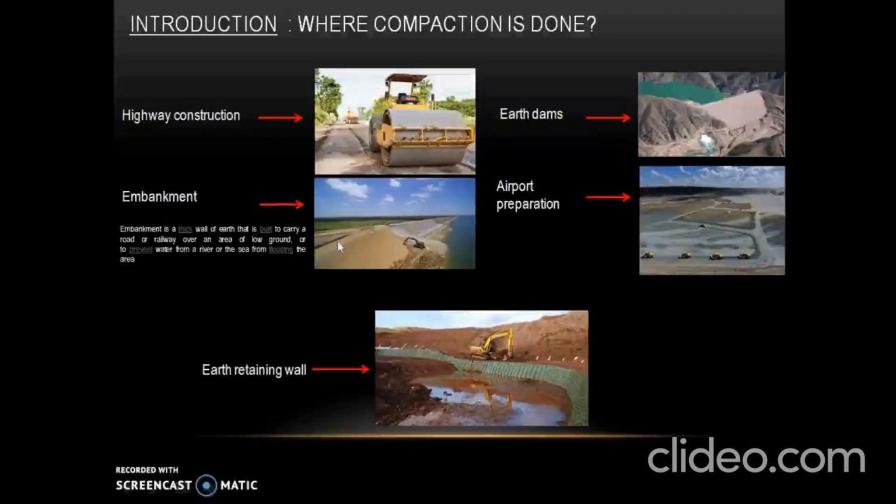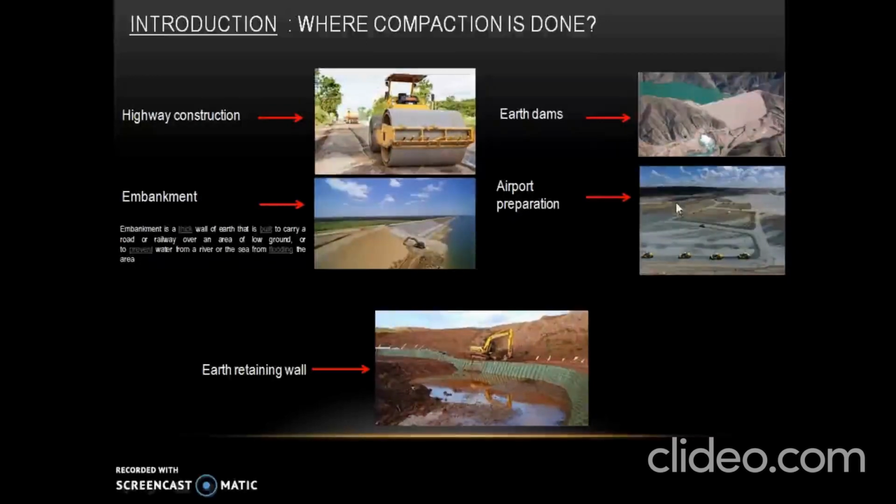And here we can see the construction of embankment. Embankment is nothing but it's a thick wall of earth which is built to carry road or railway lines, which is being constructed over an area of low ground to prevent water from river or sea from flooding this. And even while constructing earthen dams, they have to be compacted so that there is no seepage of water through the dam.